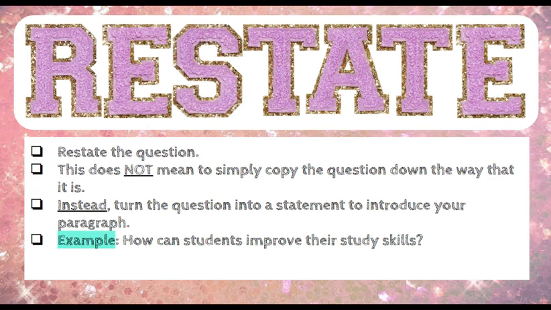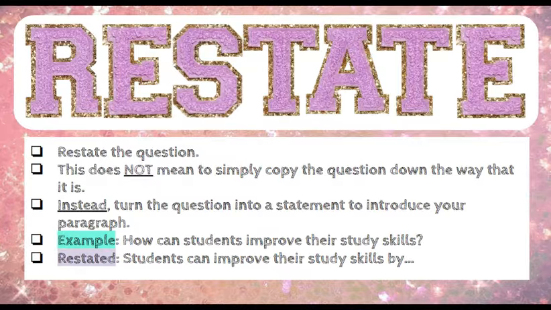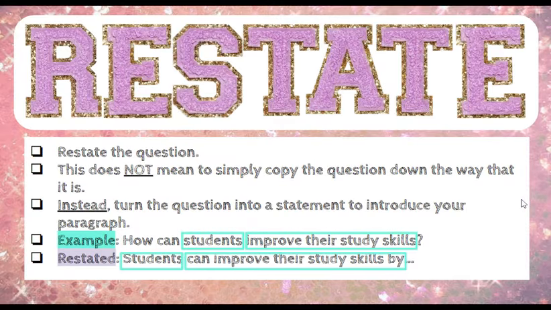How can students improve their study skills? Restated, we could say, students can improve their study skills by. Notice that we took some words from the question and put them in our restatement. So we used students and improve their study skills, but we rearranged the words to where they made a statement instead of a question. And we're going to get rid of any question words like how and can, and then obviously we're going to get rid of the question mark.